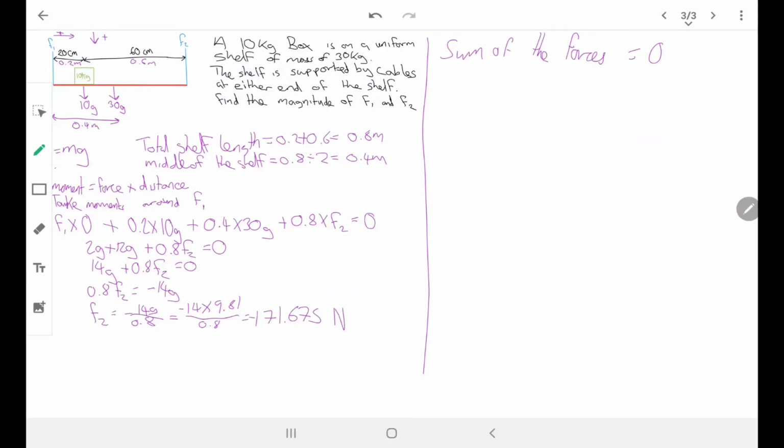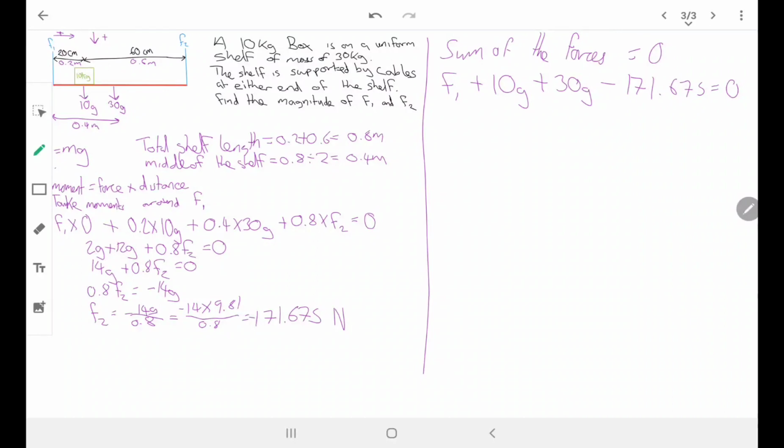Now we have F1 plus 10g plus 30g plus, well, what's our F2? It's a minus. So actually I'm going to delete that there, minus our 171.675 equals 0.